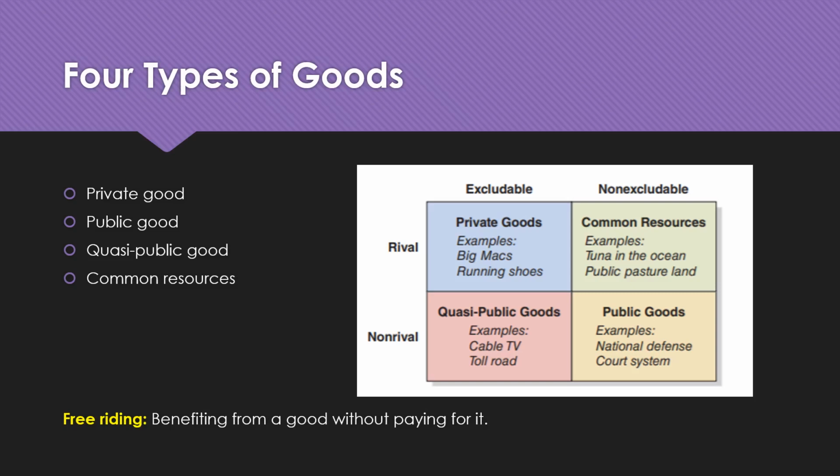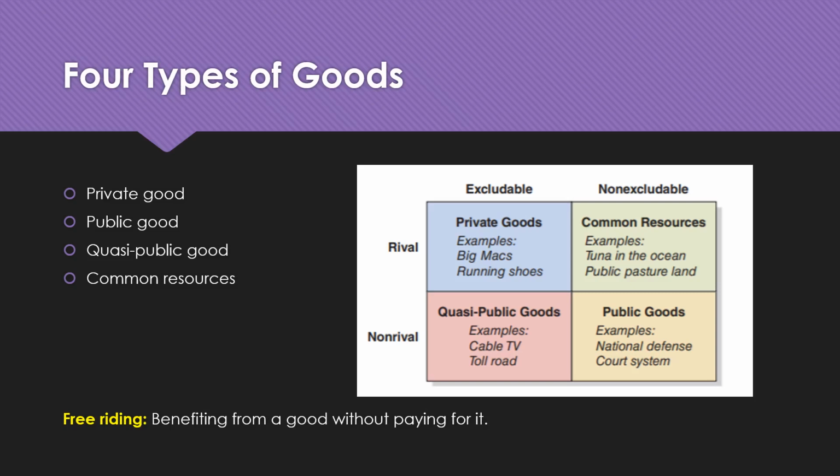The same thing happens in the court system. We can access the court system whether we're being prosecuted or sued or we're suing someone else. Just because I'm using it doesn't mean someone else can't use it, and we can't really exclude people from access to it. So those four types of goods are all contingent upon the rivalry and excludability principles of those goods or services.